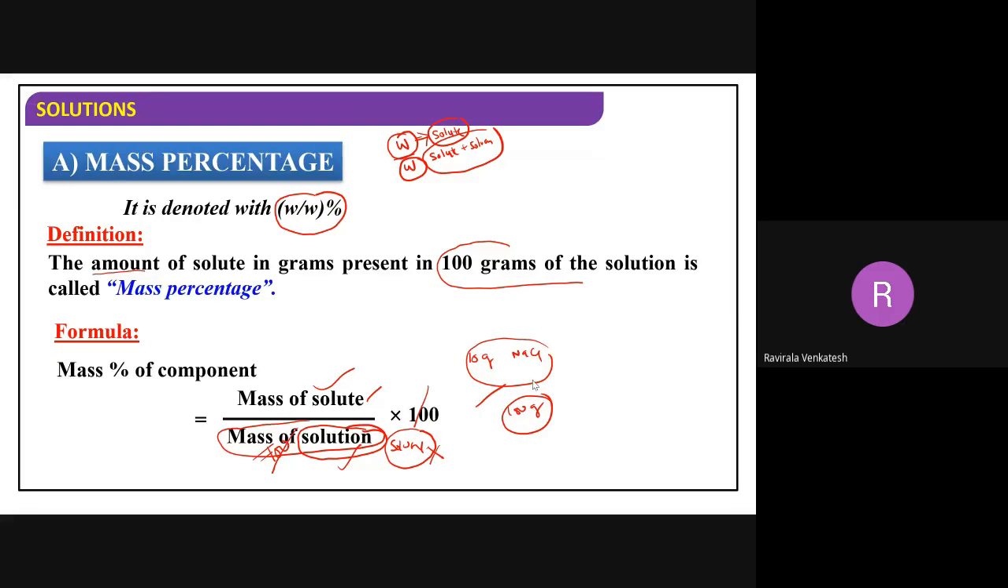Tell me. 10%. 10 only, because 100 will always cancel. For example, if I take 5 grams of NaCl in 100 grams of solution, the mass percentage will be how much? 5%. It's very simple. The amount of solute in grams present in 100 grams of solution. ये solution आपको याद रखना है, ठीक है ना?